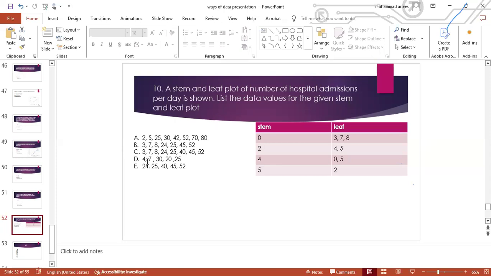Anyone? C is the correct answer. What we do is show the first digit as the stem and the second digit as the leaf. Like 03 becomes 3, 07 becomes 7, 08 becomes 8. Then 24 and 25, then 40 and 45, then 52. And this set of values is present in C.